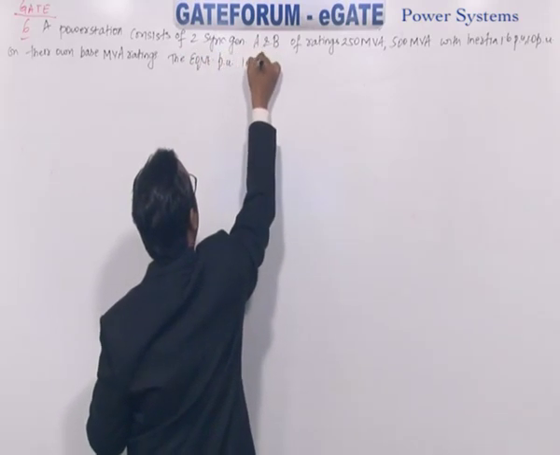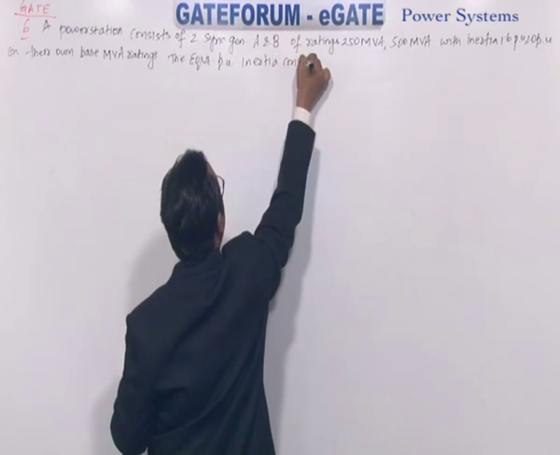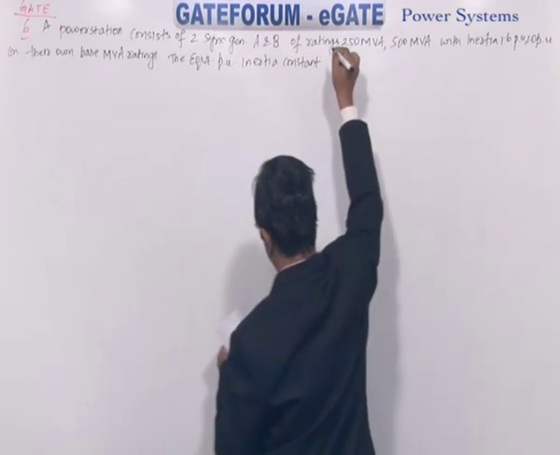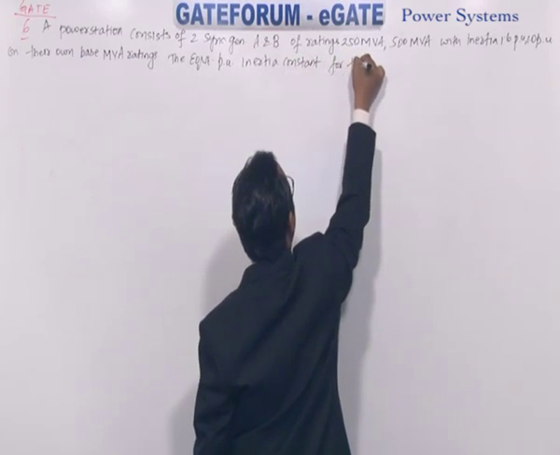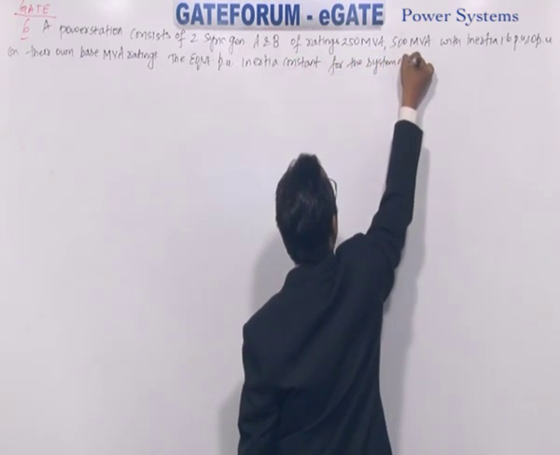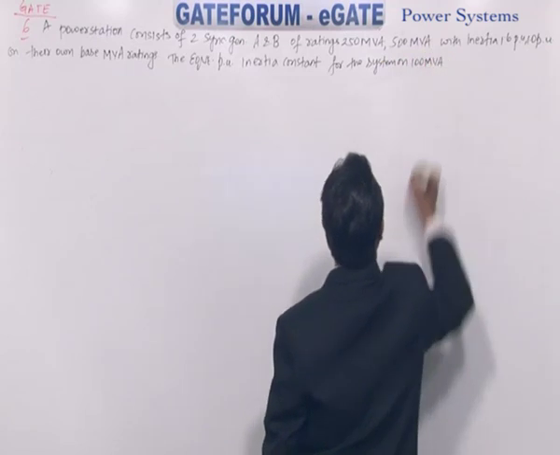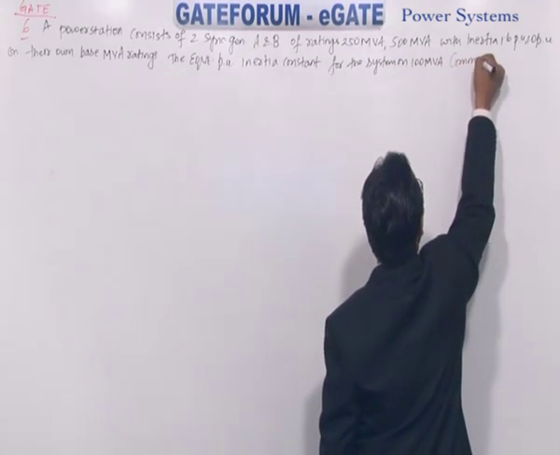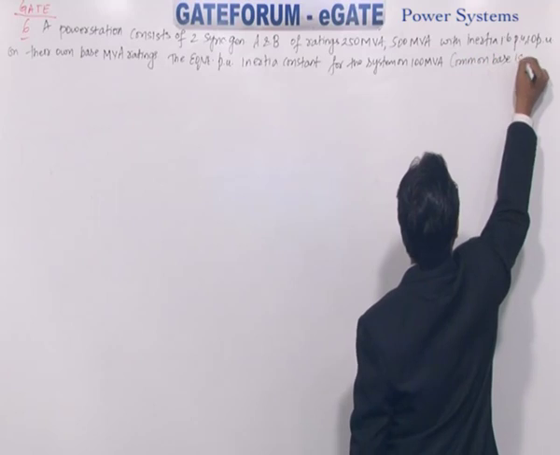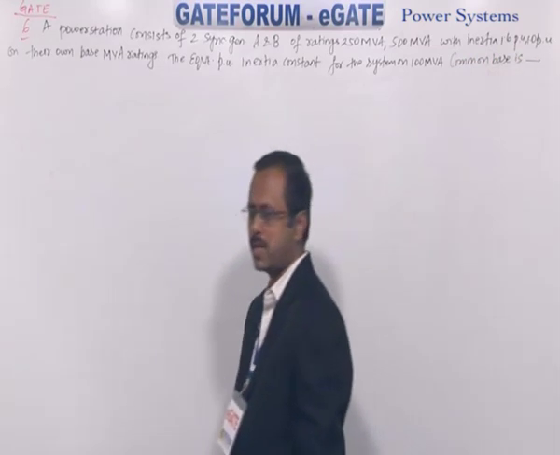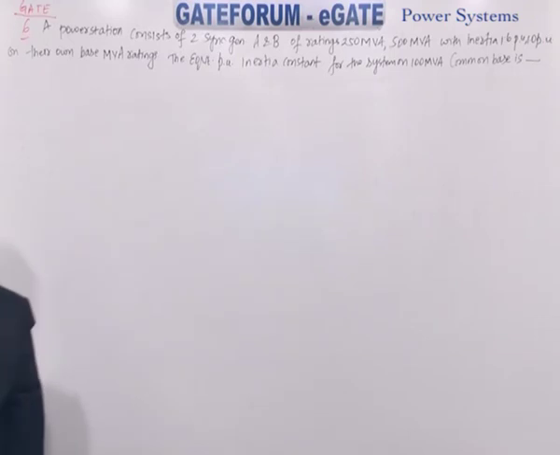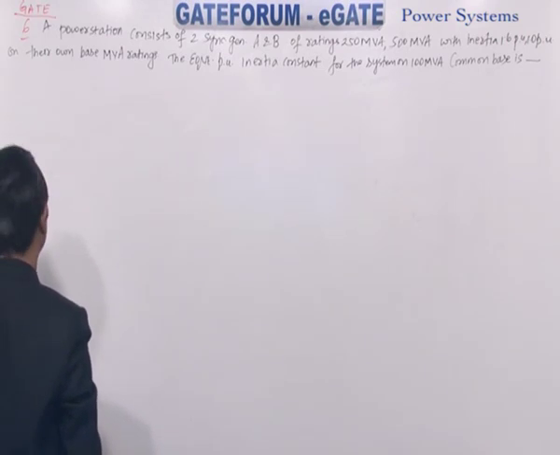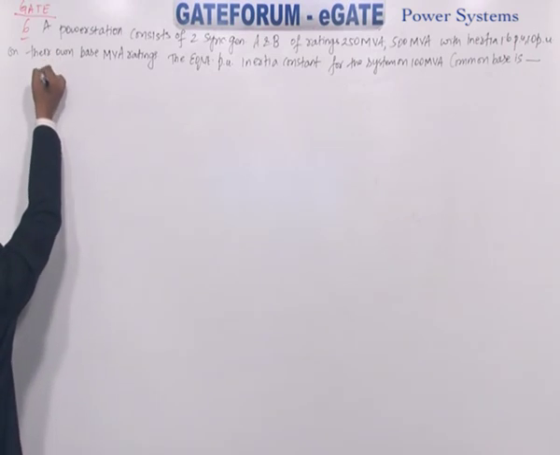The equivalent per unit inertia constant for the system on 100 MVA common base is. So we have two generating stations here. First, synchronous generator A.